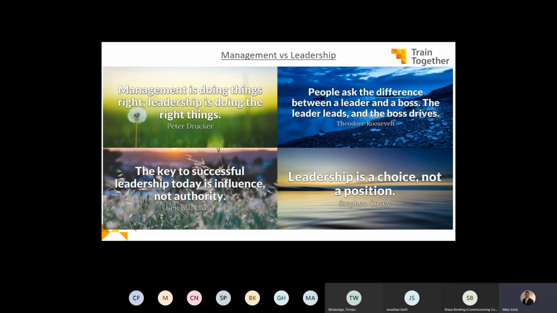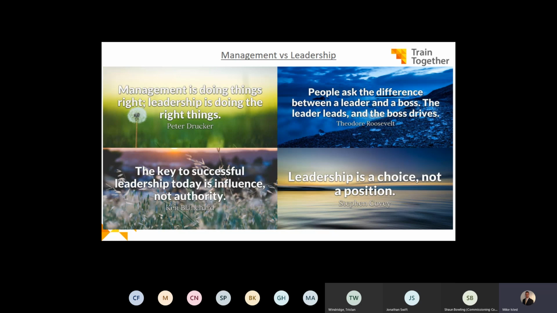So before we go any further, anything else anyone would like to say about management versus leadership and the differences there? Anybody? Okay, cool. So there you go. There's a few quotes on the board there for you.